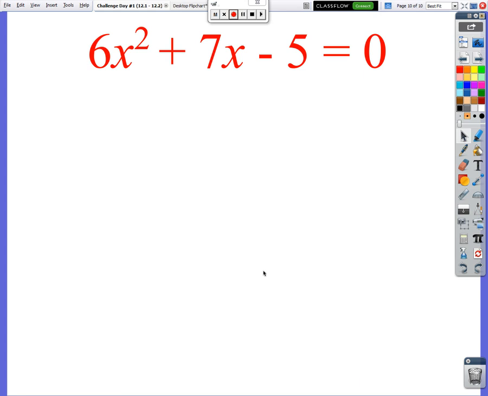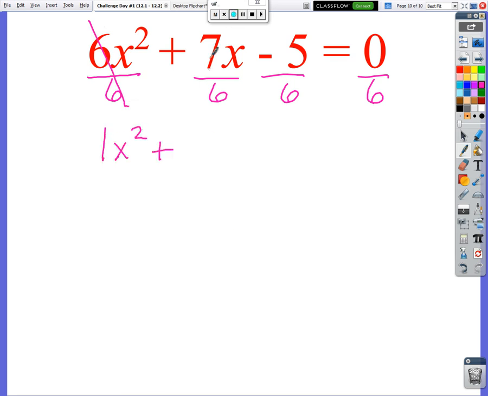All right, third example now. I promised you one where there's not just a 1 in front of the squared term. So first thing we're going to have to do is divide every term, technically including the 0, by 6. So now this is 1x squared plus 7/6 x, and negative 5/6. Minus 5/6 still equals 0.